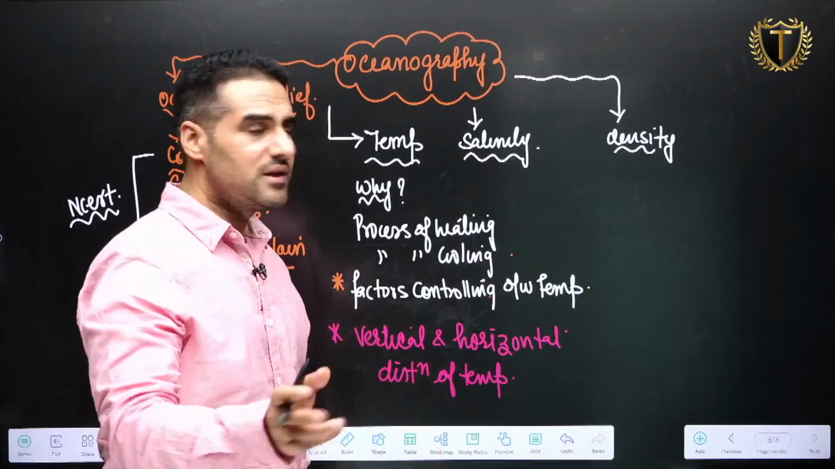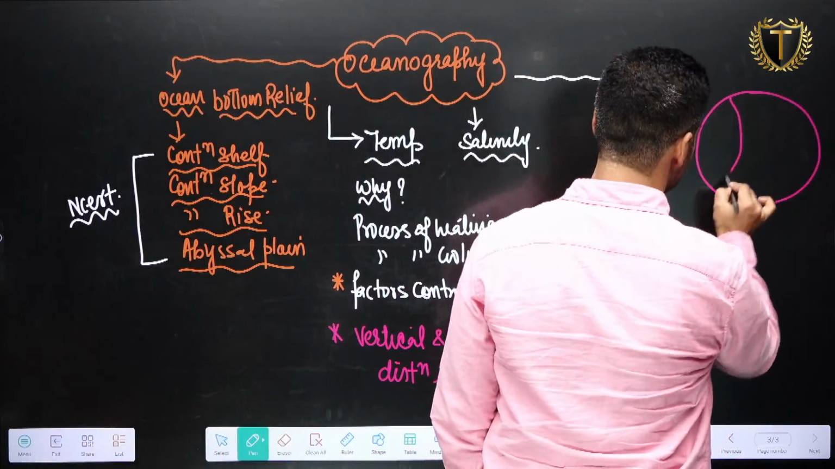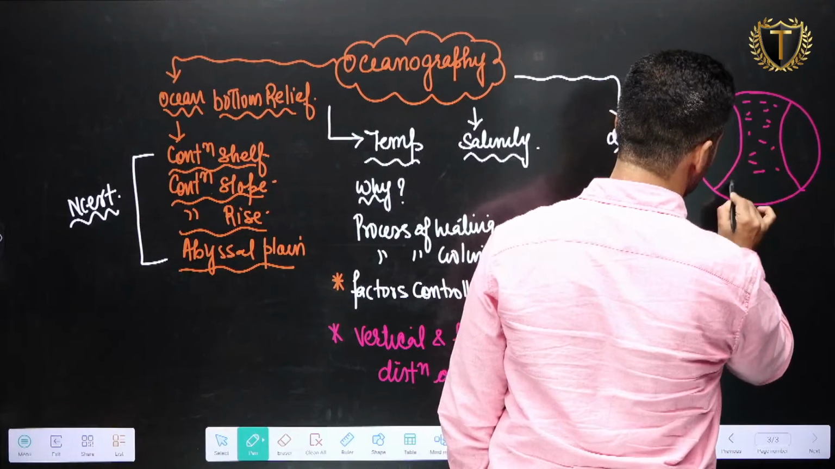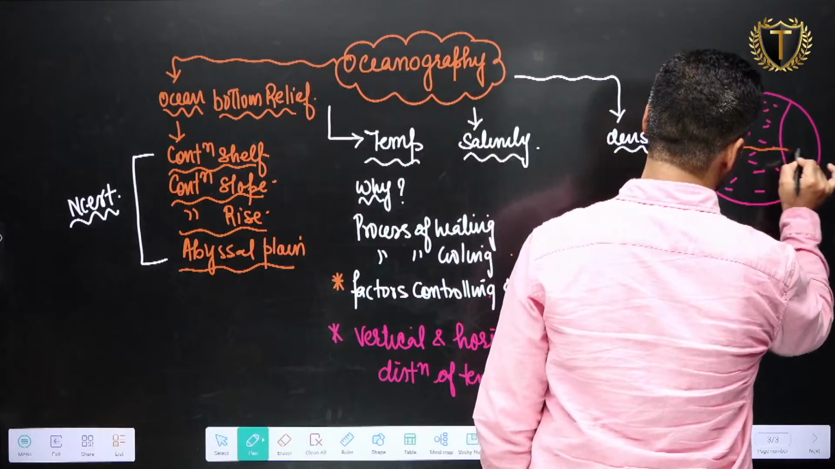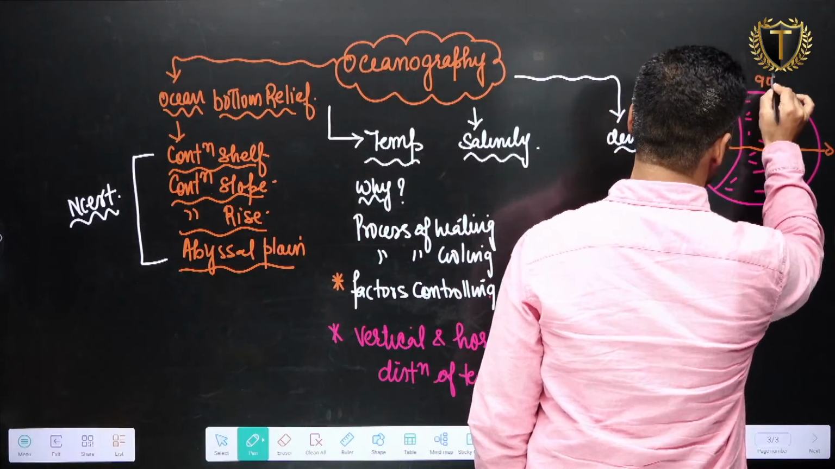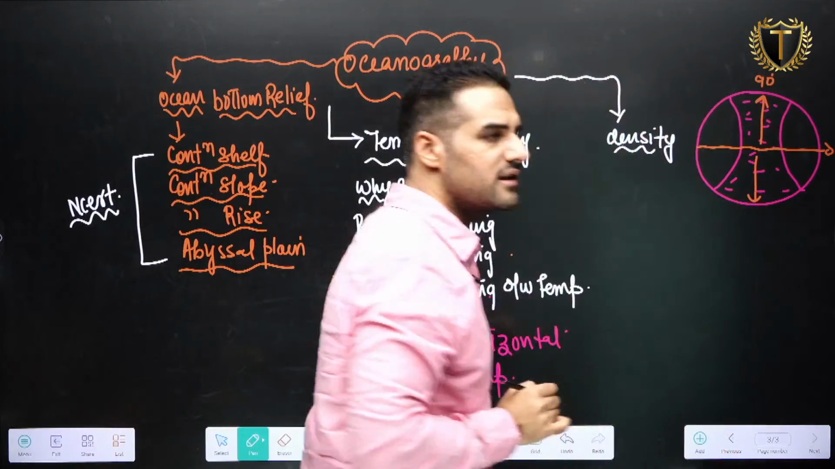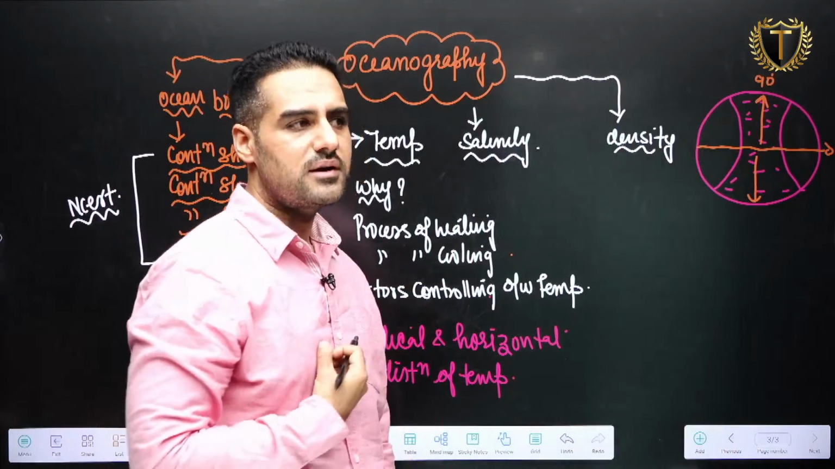Horizontal means, if there is an ocean, assume this is earth, this is land, and in between is water. And if I say this is the equator and these are the poles, while moving from the equator to the poles, this is horizontal or latitudinal. Whether temperature will increase or decrease, we have to study that part.